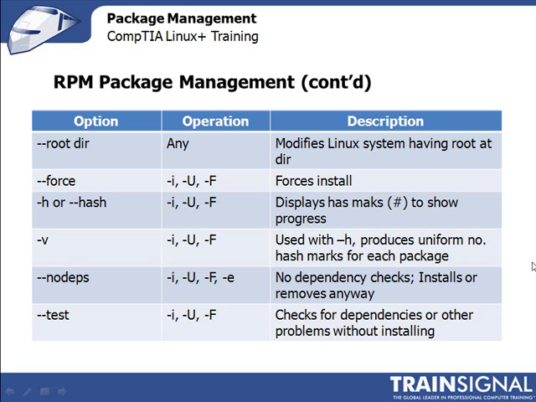--force forces an installation. -h or --hash displays hash marks to show progress. -v is most often used with -h to produce a uniform number of hash marks for each package. --nodeps eliminates a dependency check. It will install or remove the package even if it relies on another package. --test will check for dependencies or other problems without actually installing.